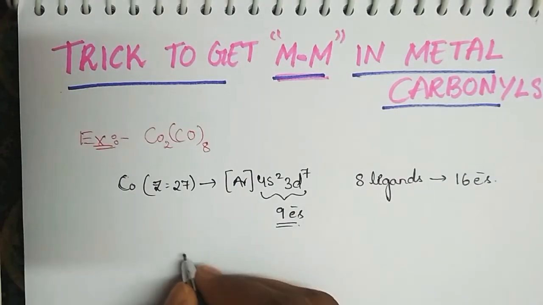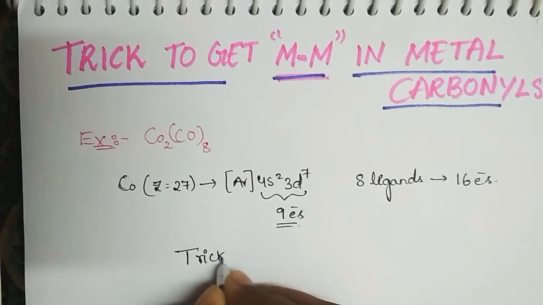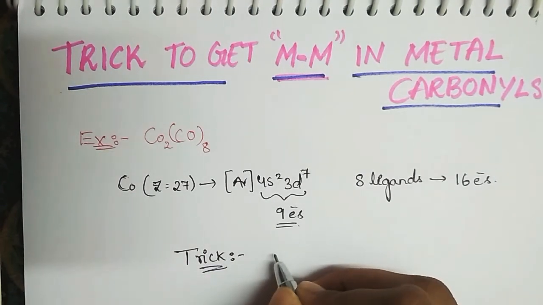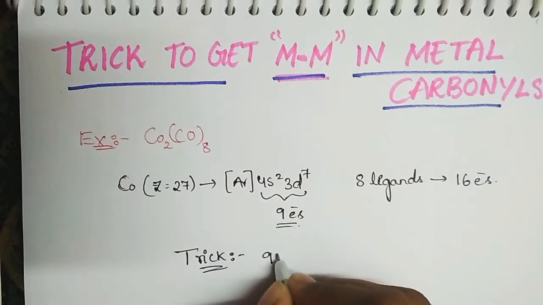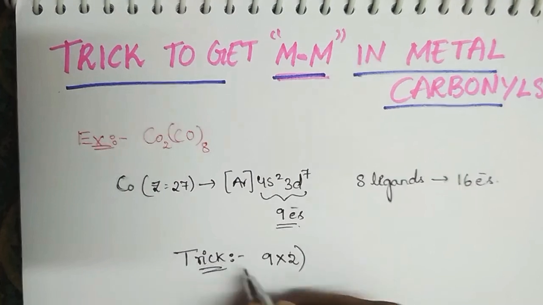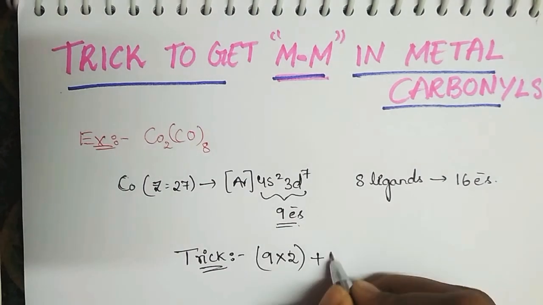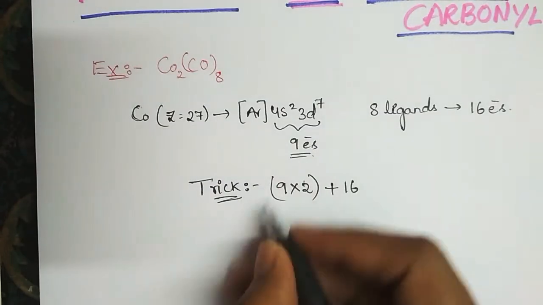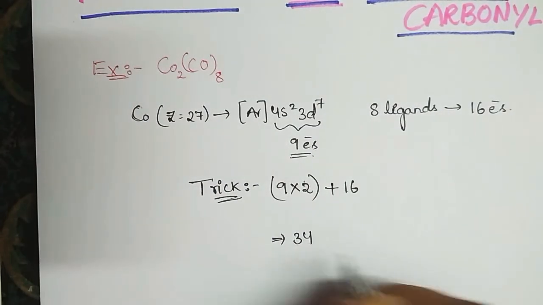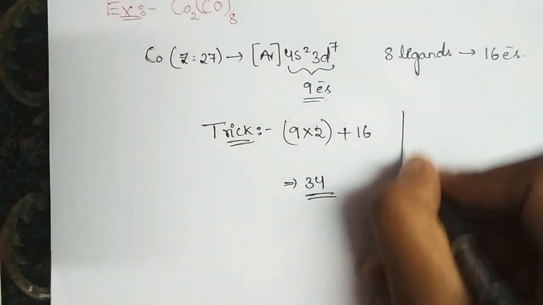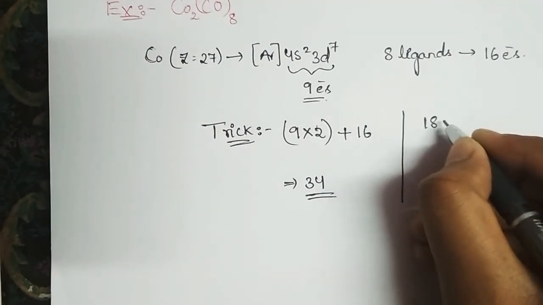So the trick is: number of valence electrons into how many cobalt atoms are there? 2, plus 16 electrons donated by the ligands, the total gives 34. Remember this, and we have to do another one.